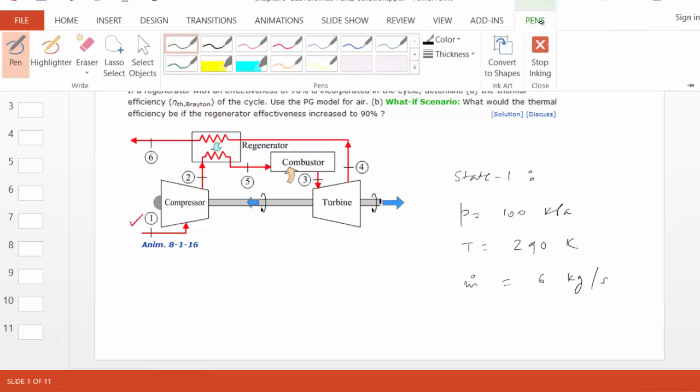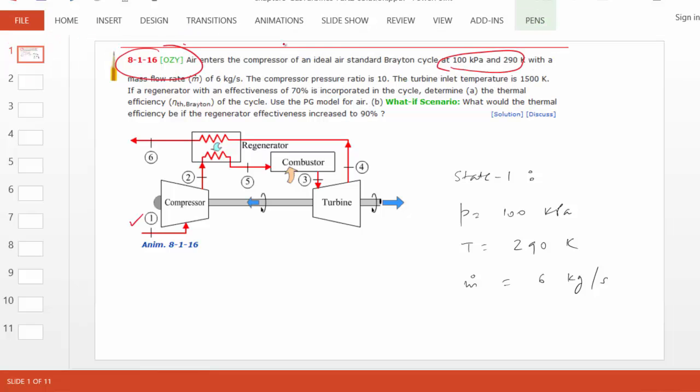Okay, so let's see what other information is available. The pressure ratio is 10, which means P2 over P1 is 10, so we know P2, which must be equal to P5, P3, etc. The turbine inlet temperature is given to us, and regenerator efficiency is also supplied. We are supposed to find the thermal efficiency of the cycle and do a what-if scenario. We'll come back to this later.